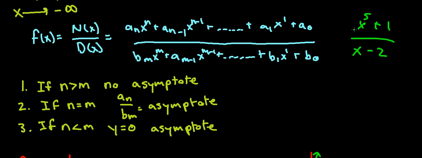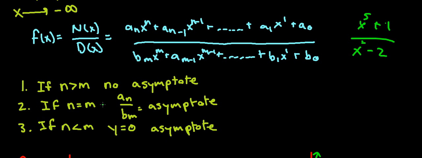X to the 5th is 4 powers greater than x to the first. So it's going to overpower this term. So while it's dividing, it's just going to overpower it. So we're not going to approach any number because this number is exponentially getting larger. And the same thing is going to happen when we have a denominator that's smaller. So if we're dividing two numbers, the numerator is getting larger much faster than the denominator. So it's going to be constantly increasing. So there's not going to be any asymptote.